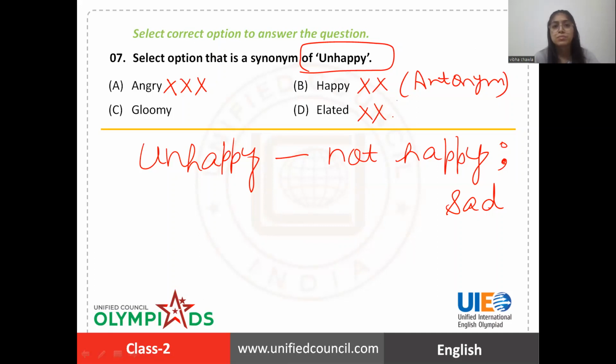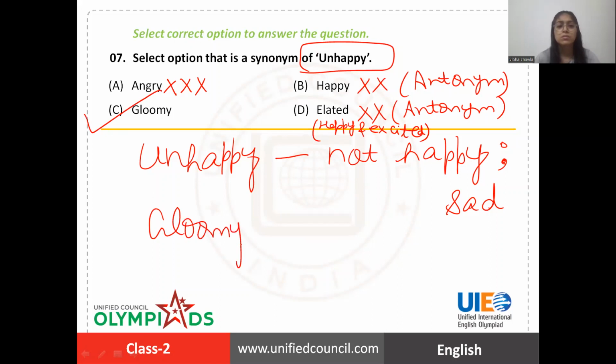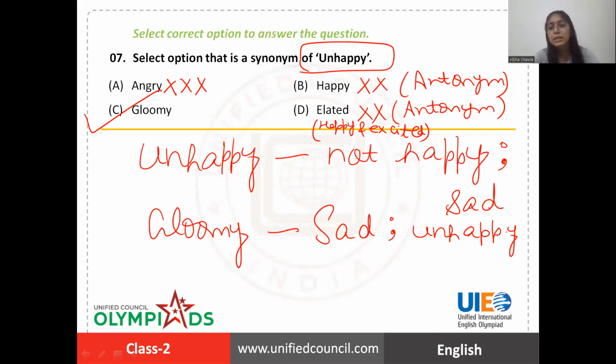Elated is also an antonym of unhappy. Elated means happy and excited. So it is also an antonym. What if I talk about gloomy? Gloomy means sad. Gloomy means unhappy. So definitely option C is the option here which is a synonym of unhappy. Unhappy means gloomy, sad.